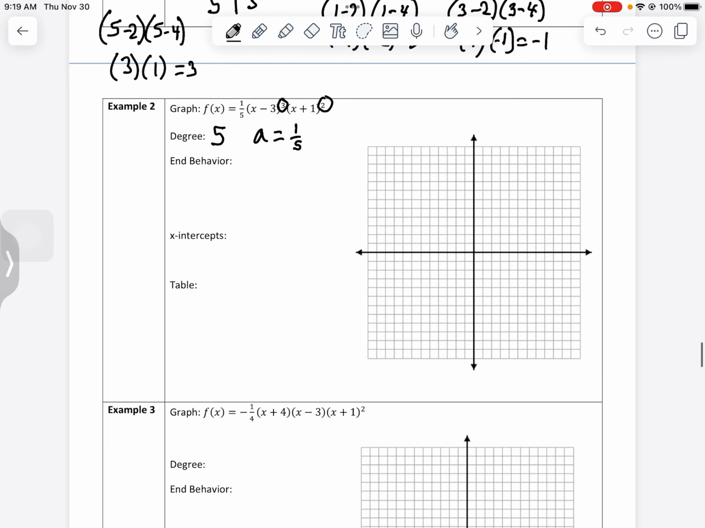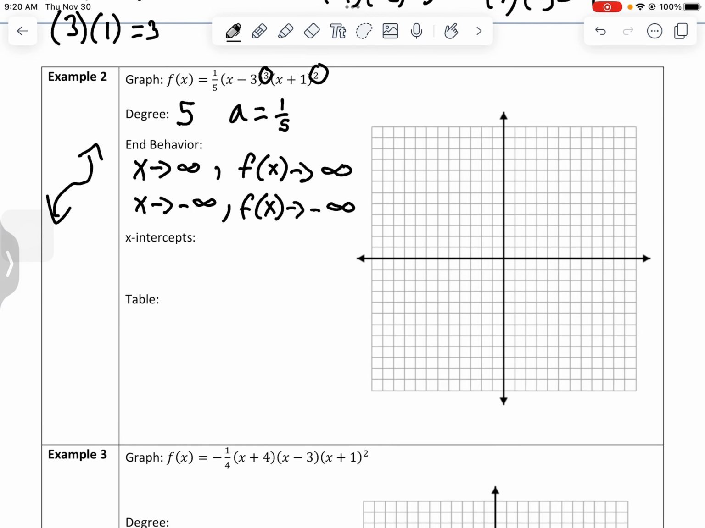So then for our end behavior, we know that as x goes to the right and as x goes to the left, since it's odd, it's going to go 2 different directions, but they're going to match the original since it's positive. So then this one's positive and this one is negative. If you want to draw yourself a little sketch, it would look something like this. That would be the end behavior.